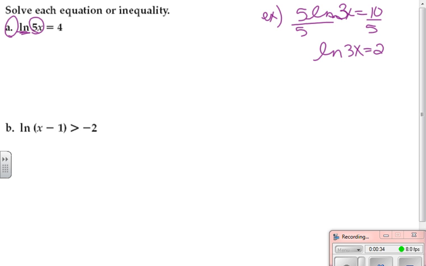That idea of isolating the variable is always in play. We always want that variable as simplified as possible before we start doing undo operations. So in this case, there's no coefficient, so I can go ahead and raise both of these things, apply the natural e, which means they're going to become exponents.